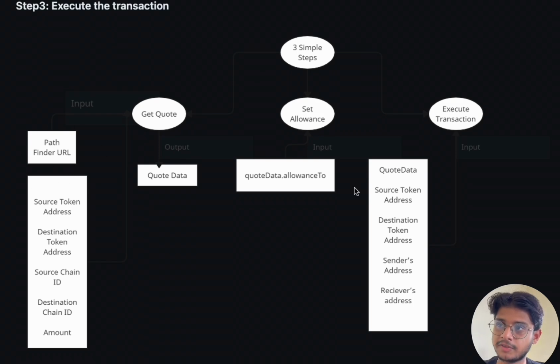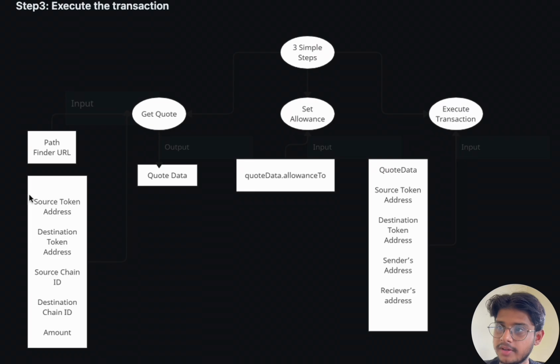First, let's talk about the PathFinder URL. This PathFinder URL is where you will be sending your code request. Let's understand this with the help of an example. Let's say you have token A on chain X and you want to swap it with token B on chain Y. For doing this, there can be multiple paths, but here the most optimal path will be chosen. It can be token A getting swapped to token C on chain X, then token C getting transferred from chain X to chain Y, then token C getting swapped to token B on chain Y. So for this, the PathFinder URL is used.